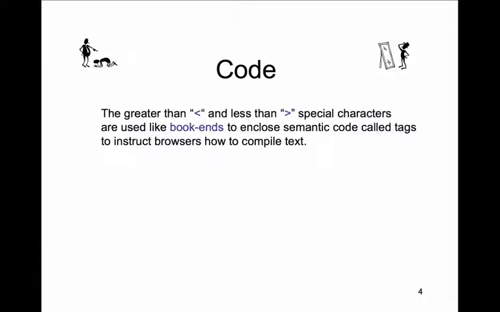Symbols have been used to communicate for over 50,000 years, and code is one of the symbols used to communicate with machines. Samuel Morse and Bill Gates are two of the famous coders.